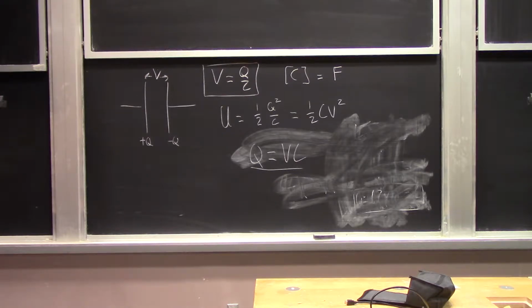This is 0.39 coulombs and 439 joules. Okay, any questions about this one? All right, so moving on.